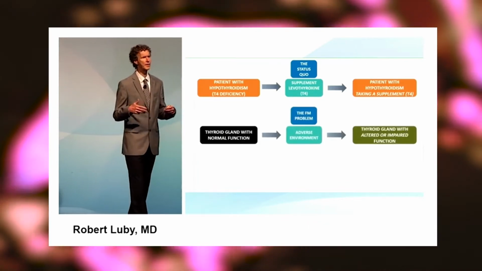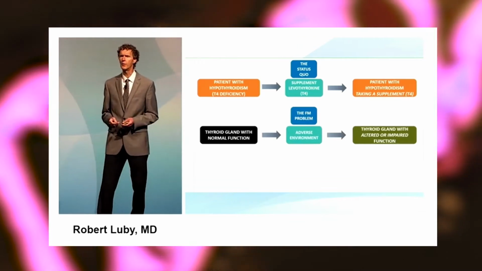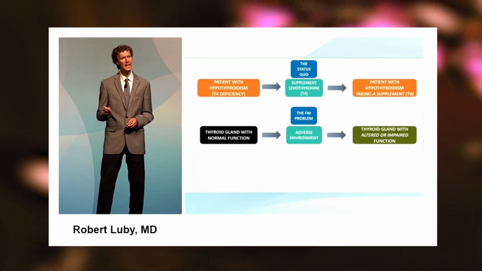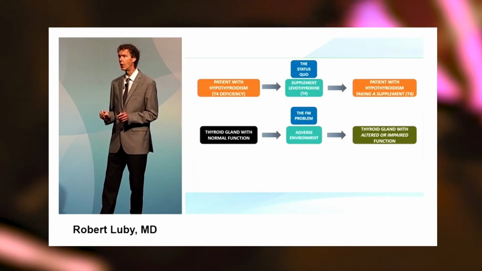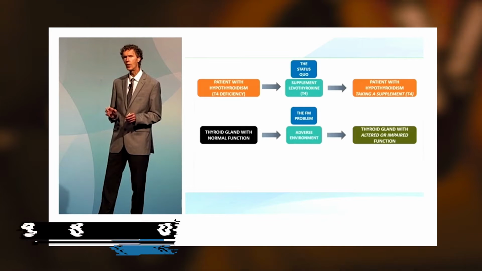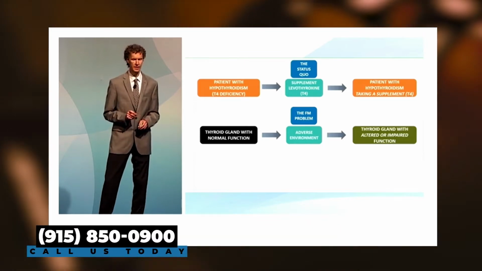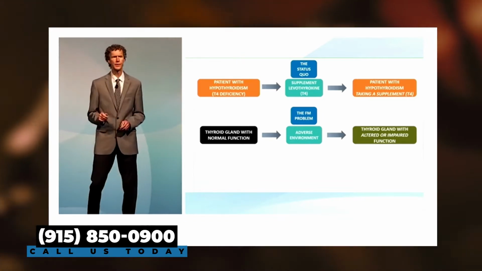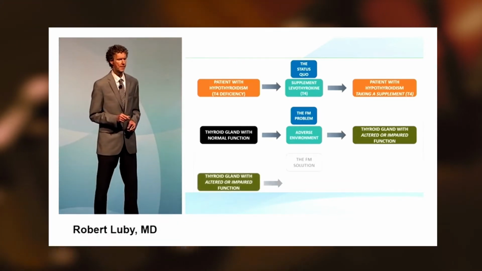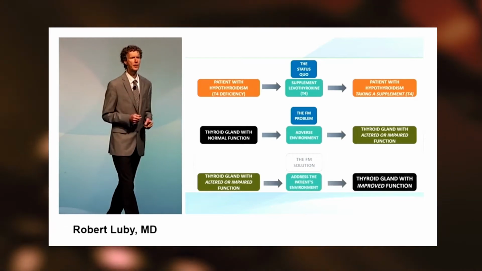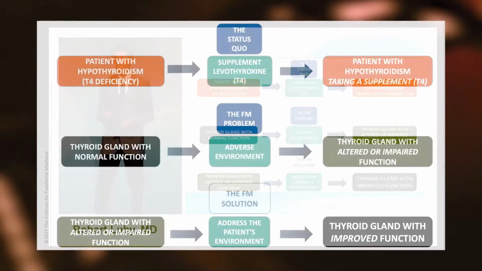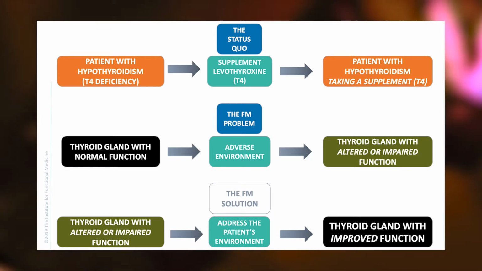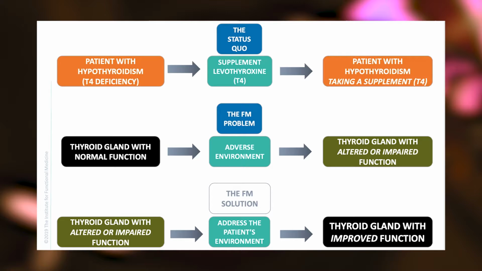You have a patient who has a thyroid gland that starts out with a normal function, and that patient encounters an adverse environment, and the thyroid gland either appropriately responds and alters its function, or it becomes impaired by that environment. So the solution for functional medicine practitioners is not to give a supplement, but to take that patient with impaired function or altered function of the thyroid gland, assess and address their environment to achieve a thyroid gland with improved function and a patient who feels better.